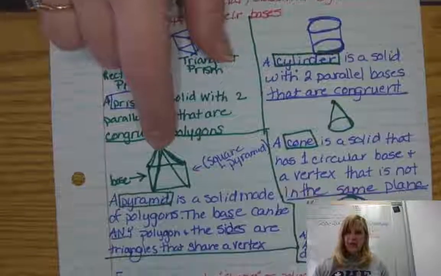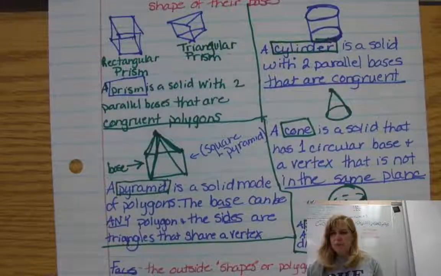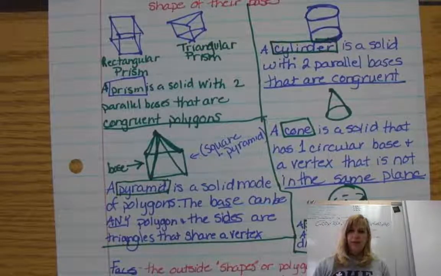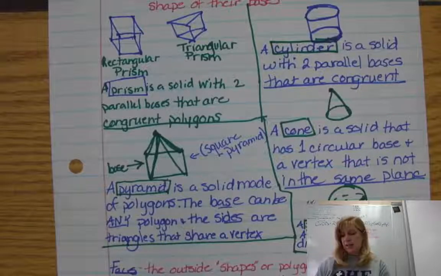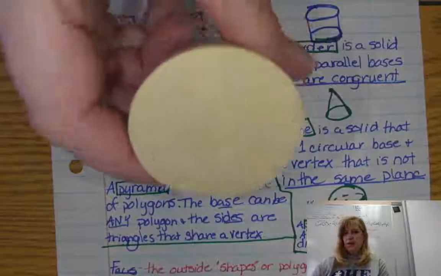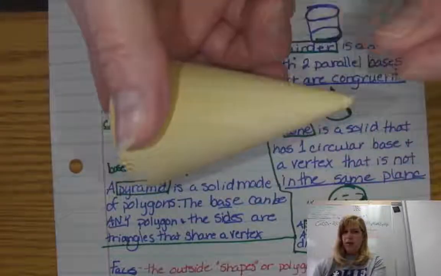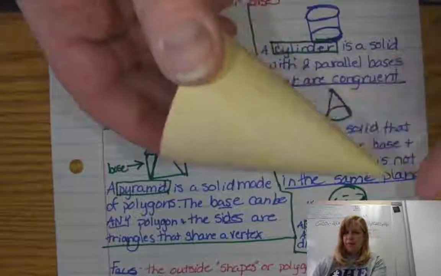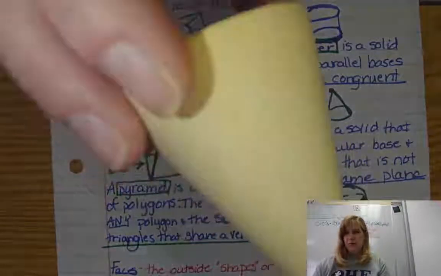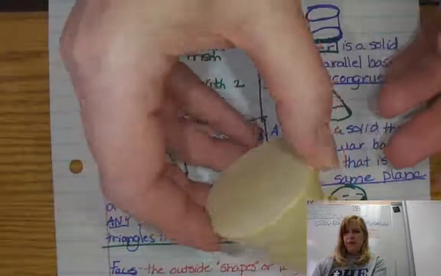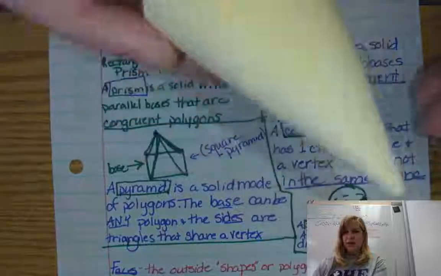A cone is a solid that has a circular base and a vertex that is not in the same plane. So if you think of, here's a circle, and if we drew a belly button on it, and then we pulled that up, you know, it's a cone, like an ice cream cone. But this is all one flat surface. There's no extra sides. It's a curved deal.